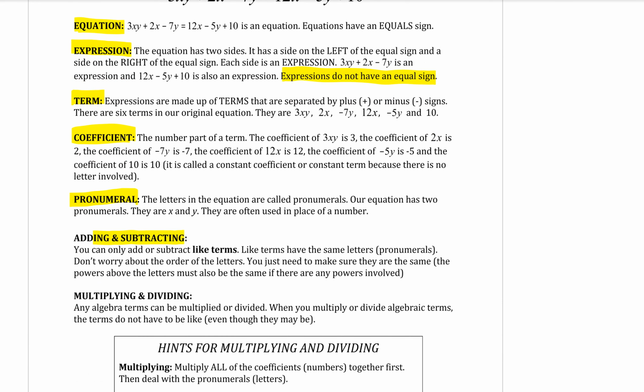When we are adding and subtracting with algebra, you can only add and subtract like terms. Things are like terms if they have exactly the same letters. Don't worry about the orders of the letters. So an xy is the same as a yx, but they have the same letters. Multiplying and dividing, however, you do not have to have like terms. All you need to do is multiply any numbers together and collect up any letters, or if it's dividing, you divide the numbers and cancel any letters that you can.